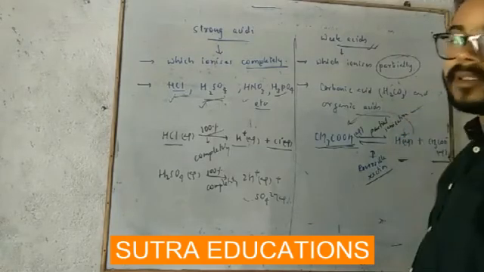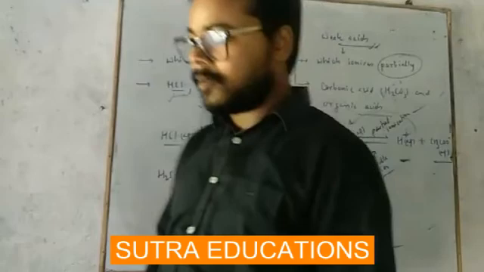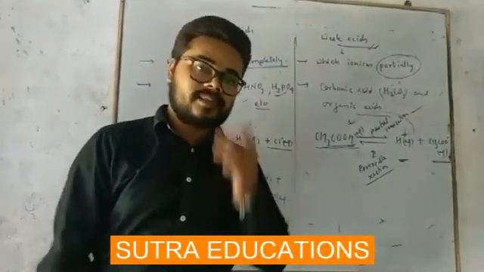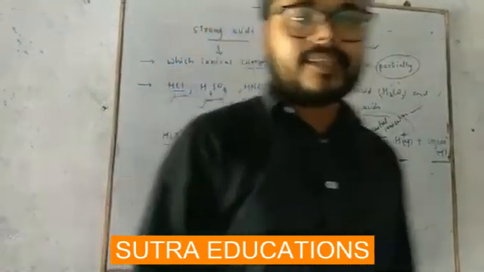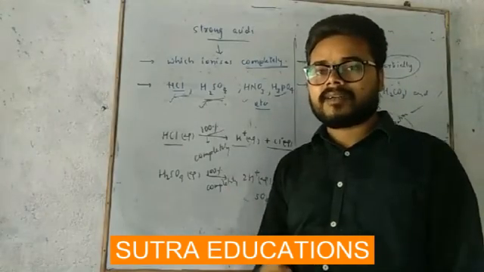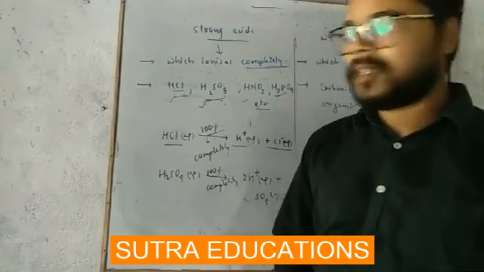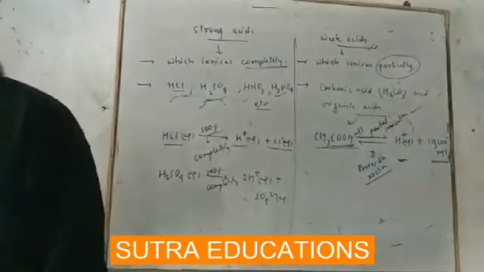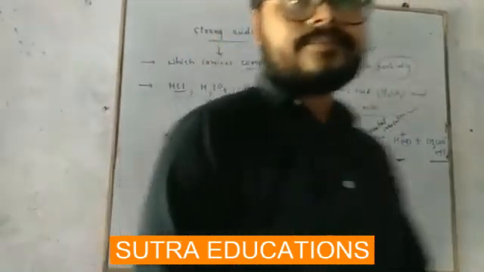So hope you have understood. Very simple. Strong acid means those which ionize completely. Weak acid means those which do not ionize completely, or ionize partially. Now come to bases.